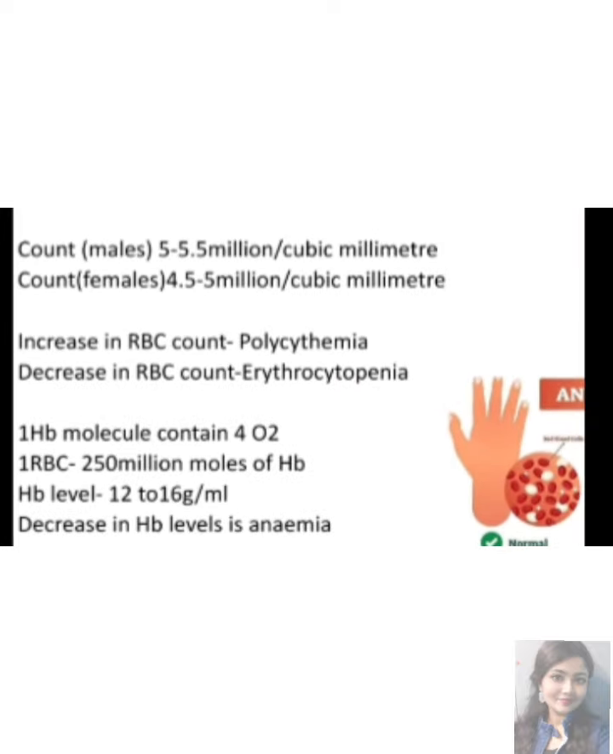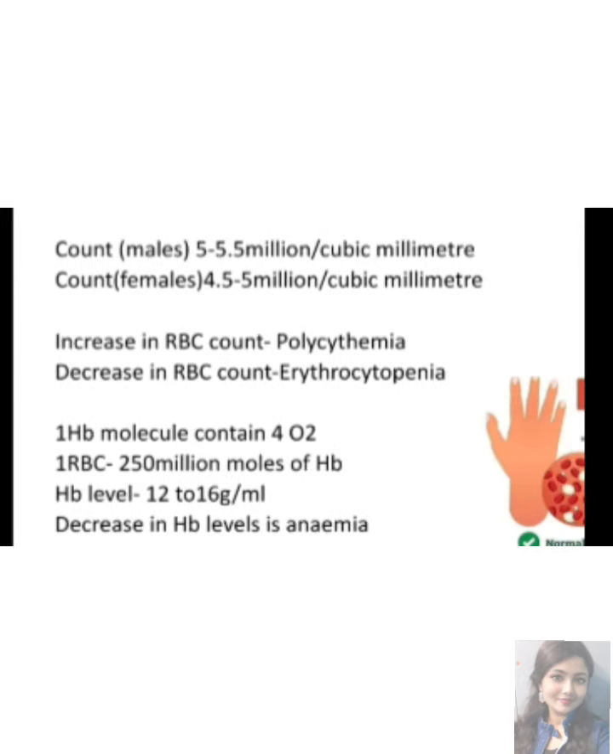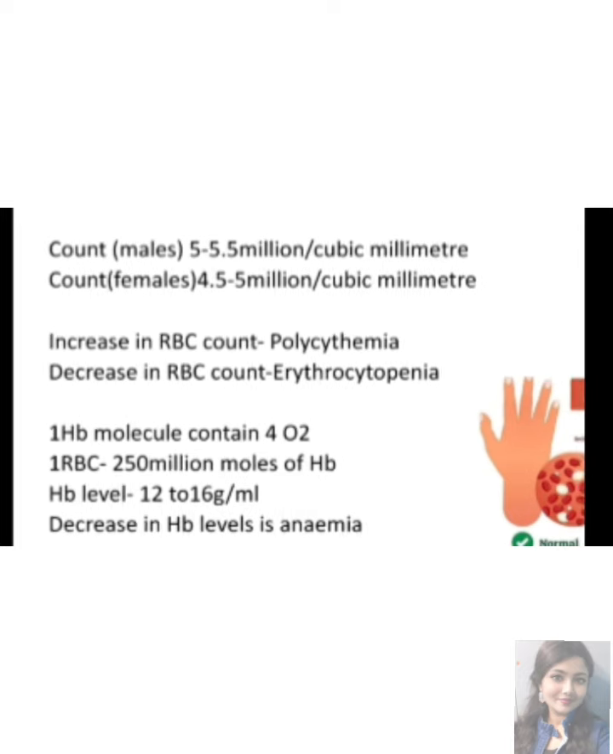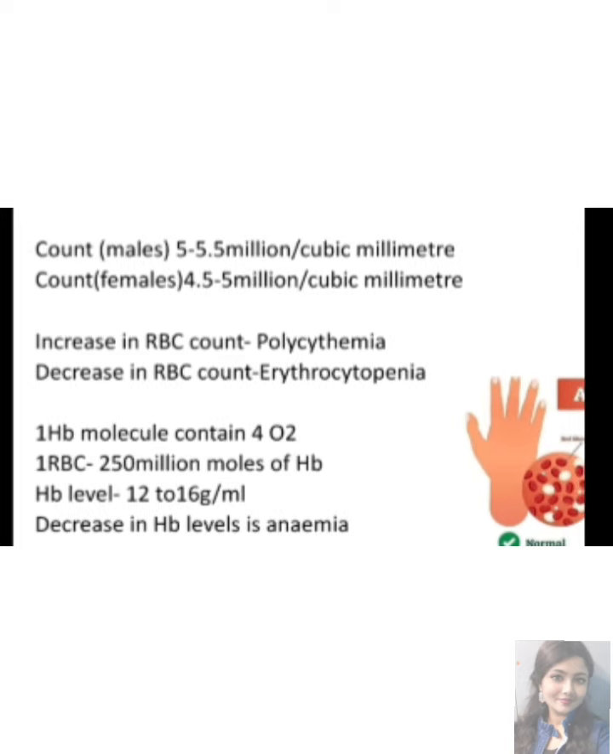So now we will discuss the count of erythrocytes. The normal count of erythrocytes in males is 5 to 5.5 million per millimeter cube, and the normal count in females is 4.5 to 5 million per millimeter cube. This is the normal count. However, in some people there is an increase in RBC count. This condition we will call polycythemia, and when there is a decrease in RBC count, we will call it erythrocytopenia.